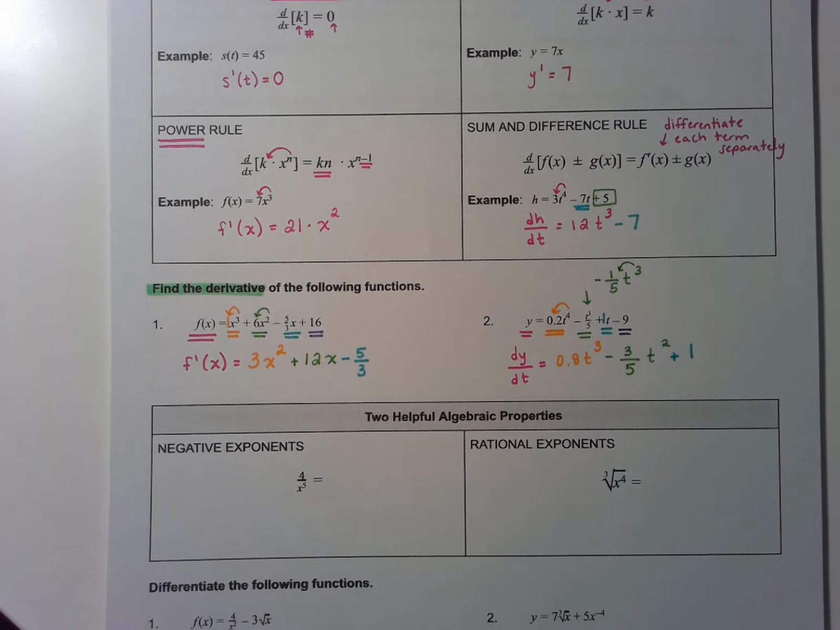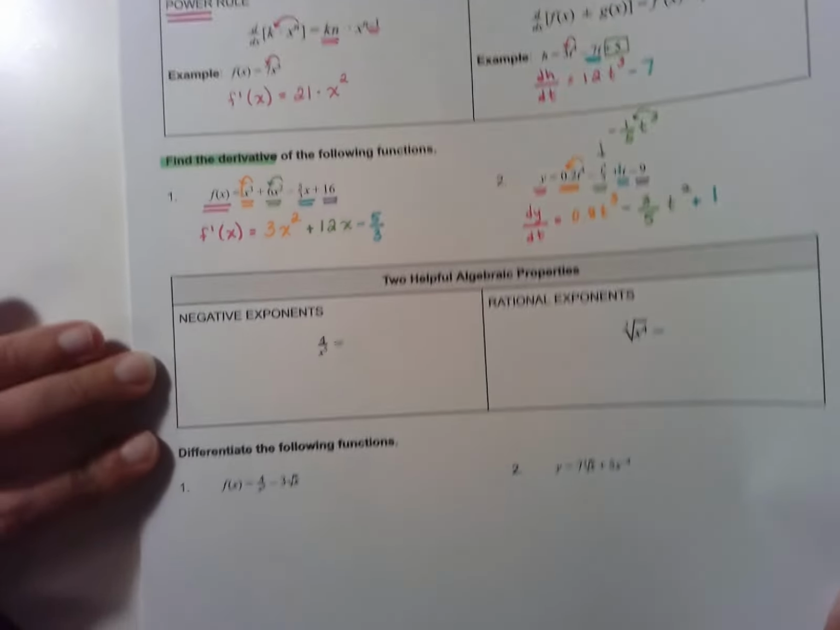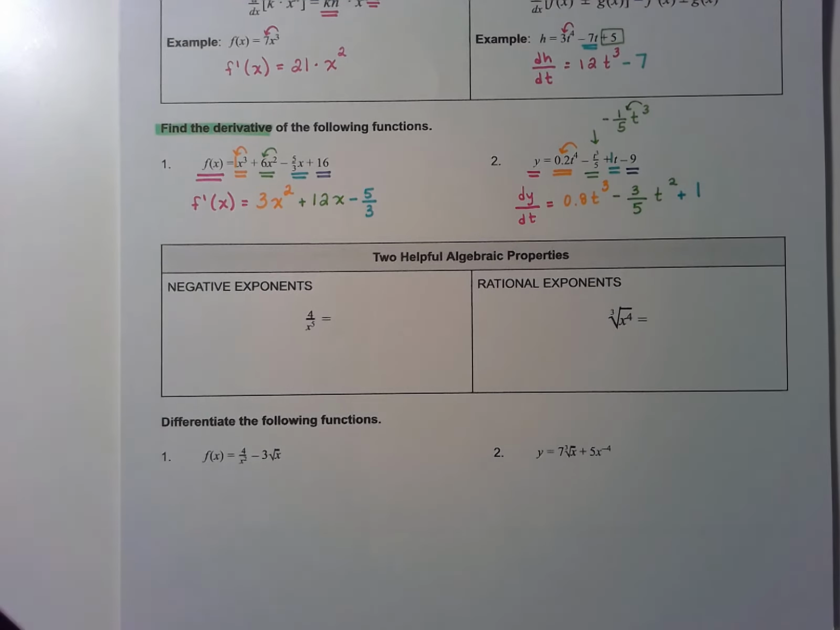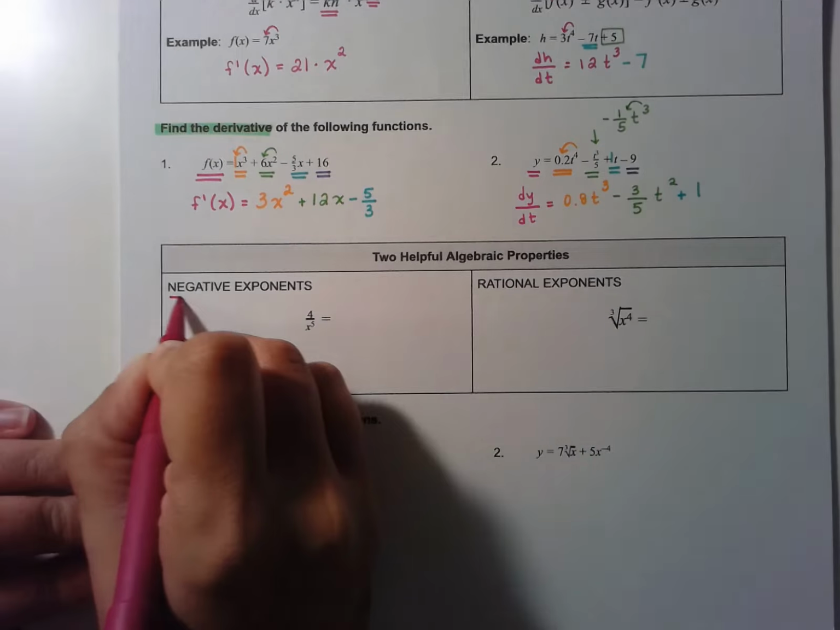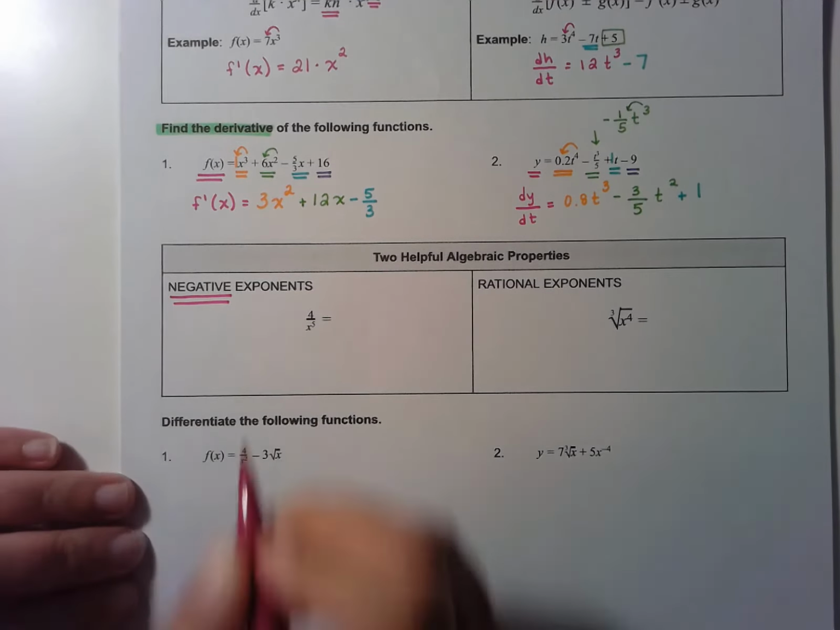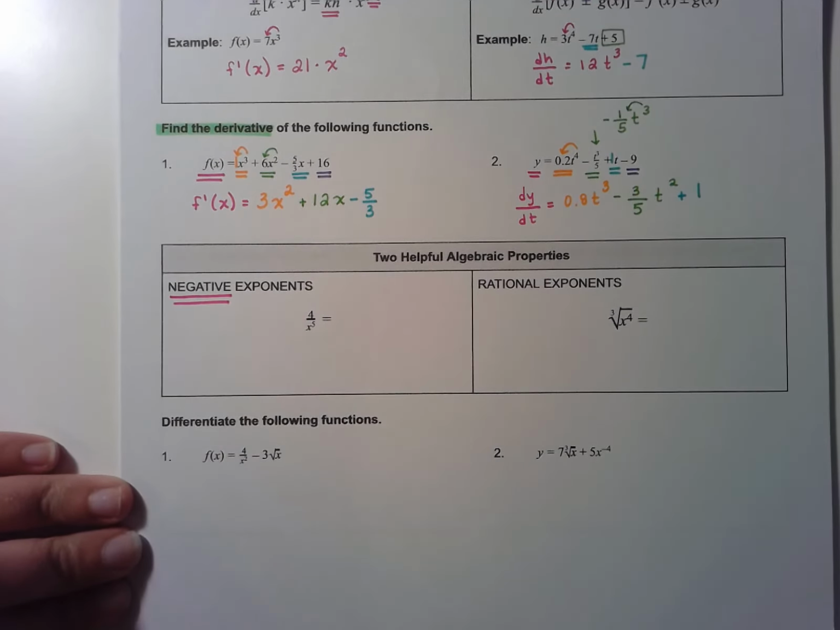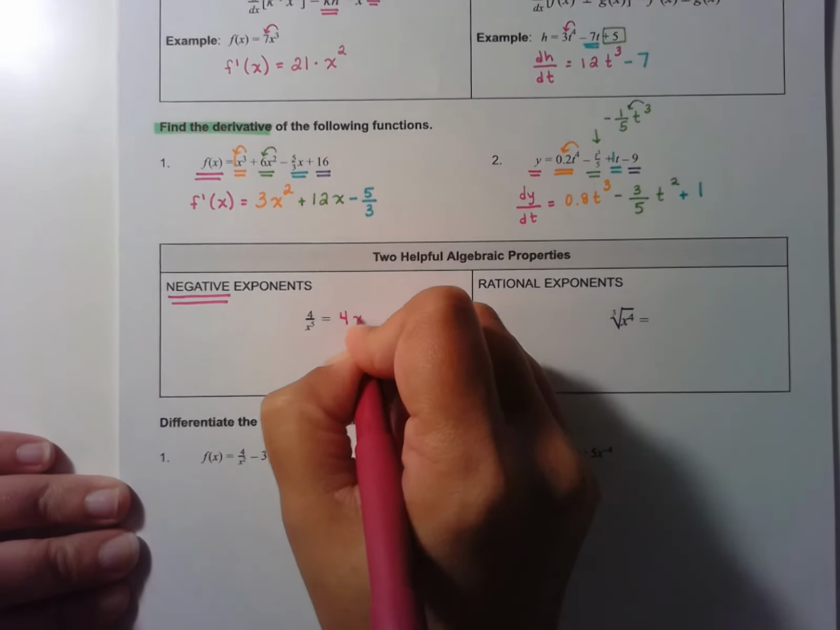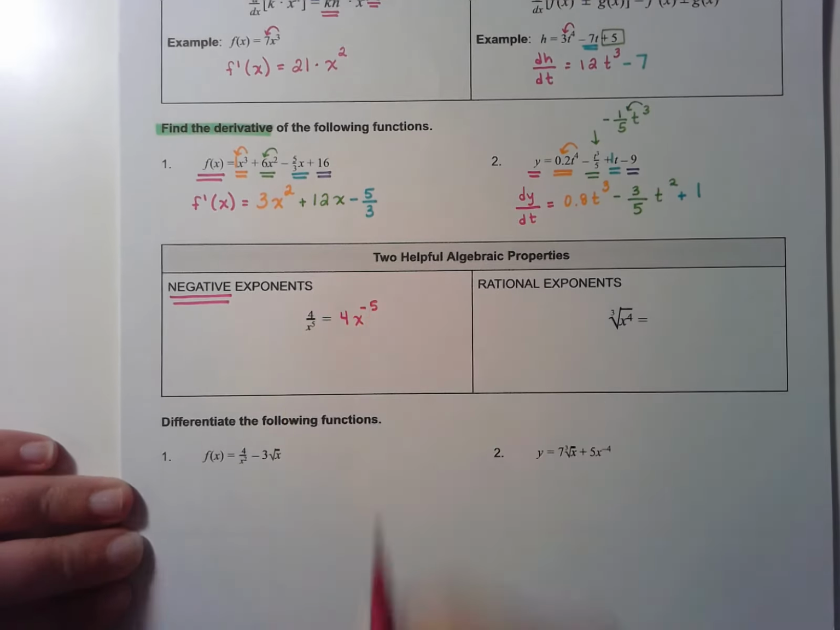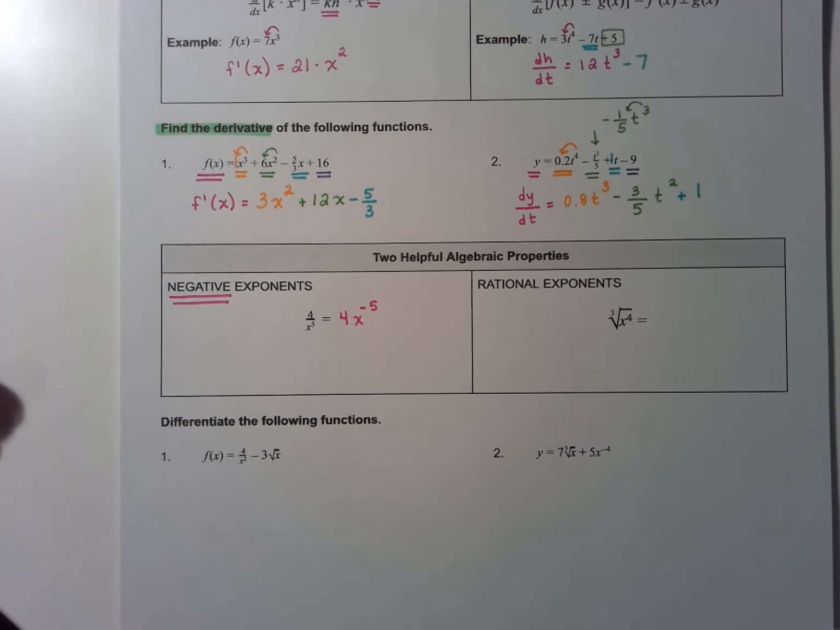Now that's sort of basic derivative rules, but things do get a little bit more complicated sometimes, and there are 2 helpful algebraic properties that will help you so that your problems will become easier because you can use these basic rules. So these are basically ways to rewrite the original problem to make it easier to find the derivative. The first thing I want to remind you of is about negative exponents. So if you have an exponent that's in the denominator, you can rewrite that as a negative exponent, and then you don't have a fraction anymore.